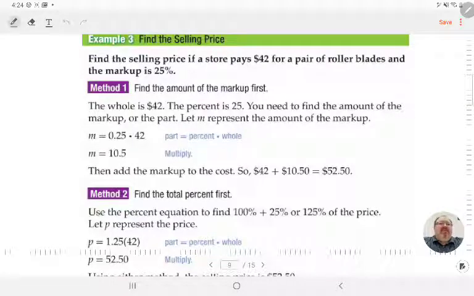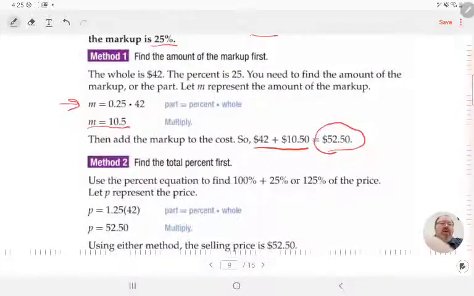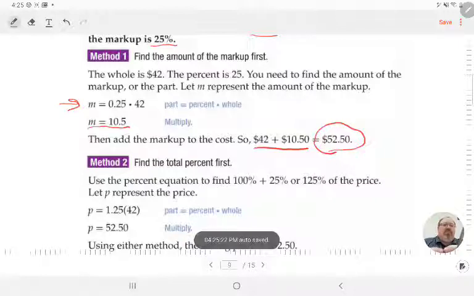We could take the markup percent, change it to a decimal, and multiply it times what the store pays. So that's 0.25 times 42, and that's going to give me the markup amount of 10.5. Then I just simply add that back to what the store pays, and that would give me the selling price of $52.50.